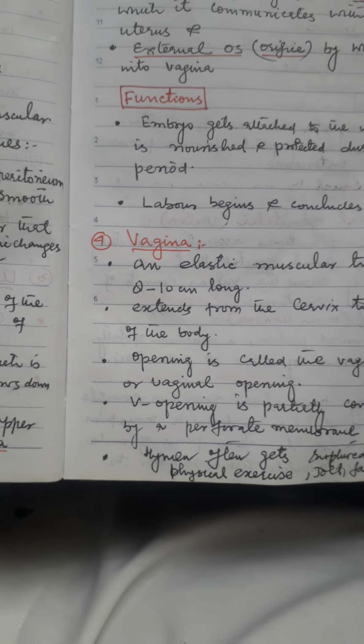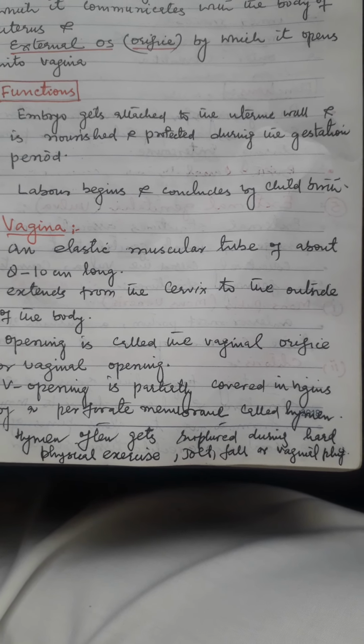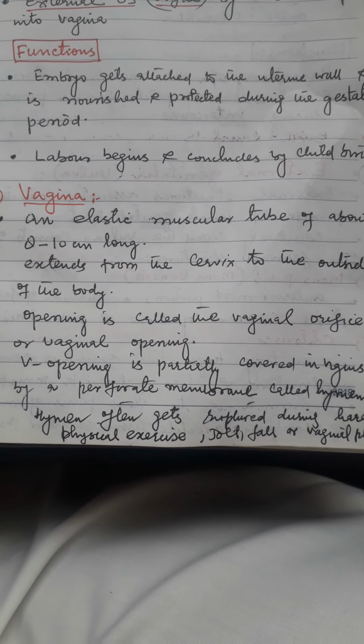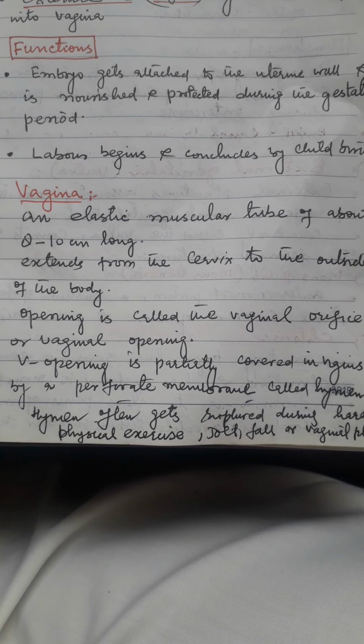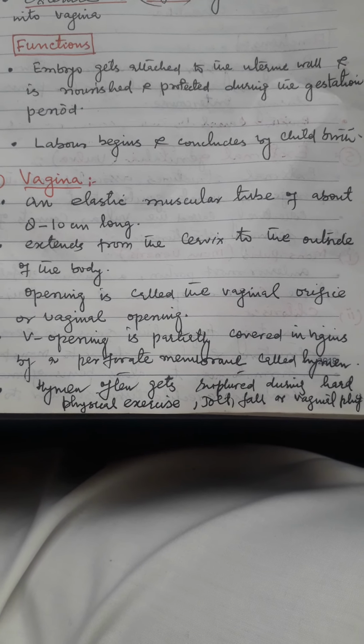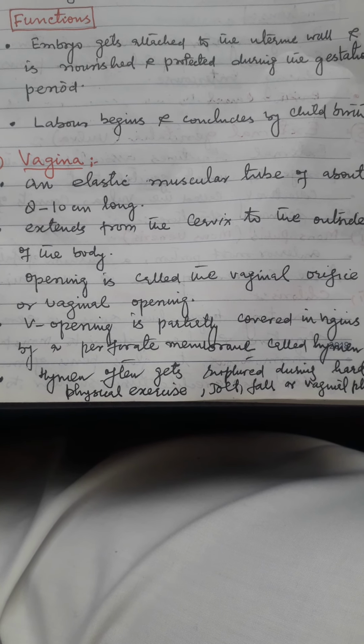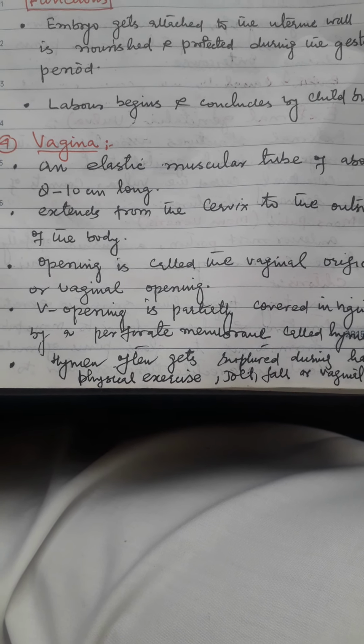Now, the next part of female reproductive system is the vagina. Vagina is an elastic muscular tube of about 8 to 10 centimeters long. Vagina extends from the cervix to the outside of the body. The opening of vagina is called the vaginal orifice or vaginal opening.